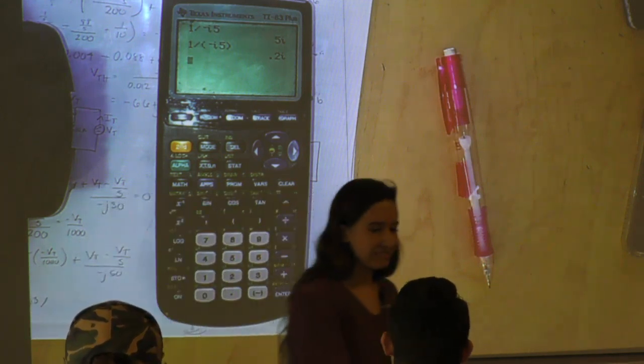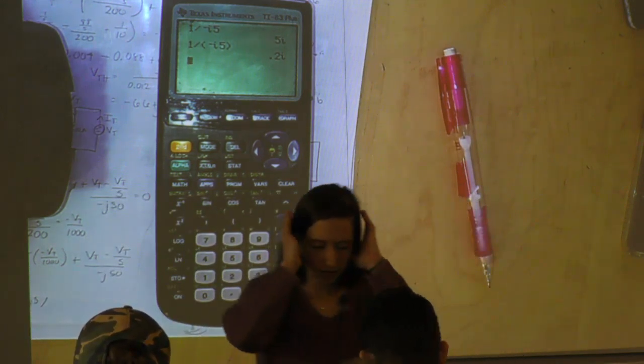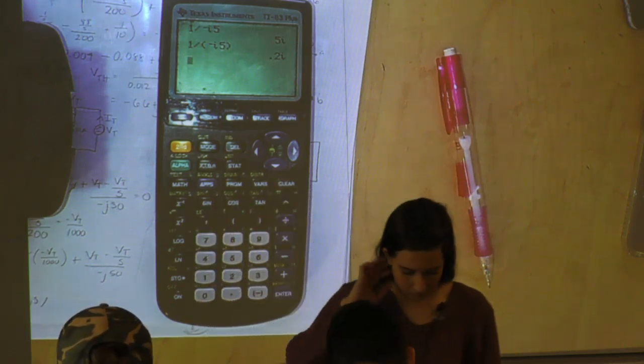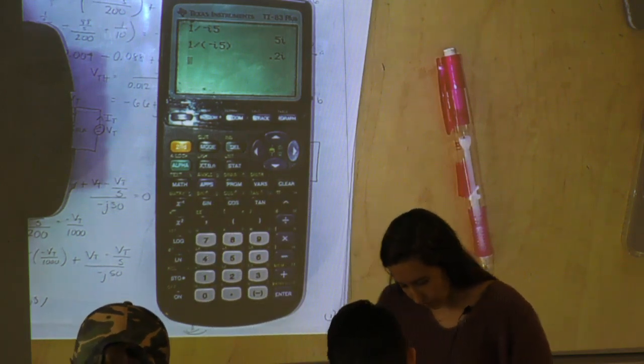I still don't really understand how you got the 7.5 into here. Are you just adding these two values? What? 7.